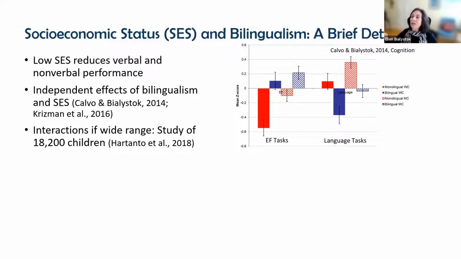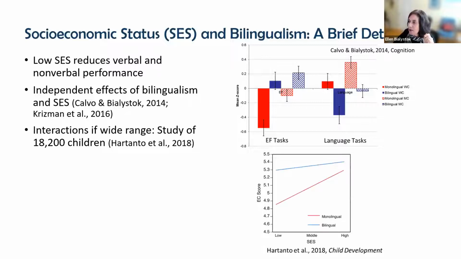But if you have a large enough sample and a big enough range of SES, you find really interesting interactions. So this is a study based on over 18,000 kids who were monolingual in red or bilingual in blue, and covered a full range of very low to very high SES. And there's two things you need to see on this graph.